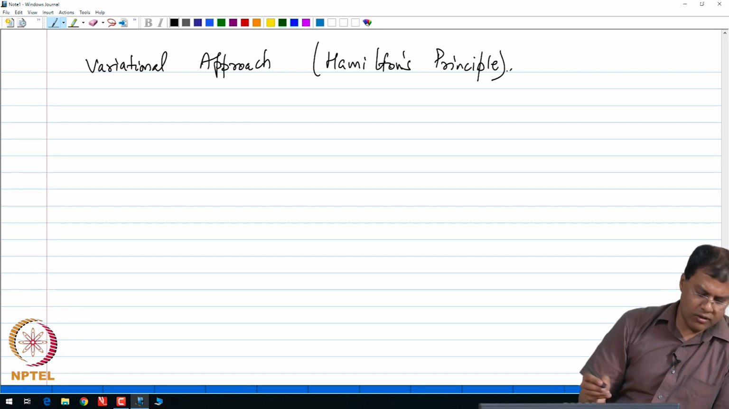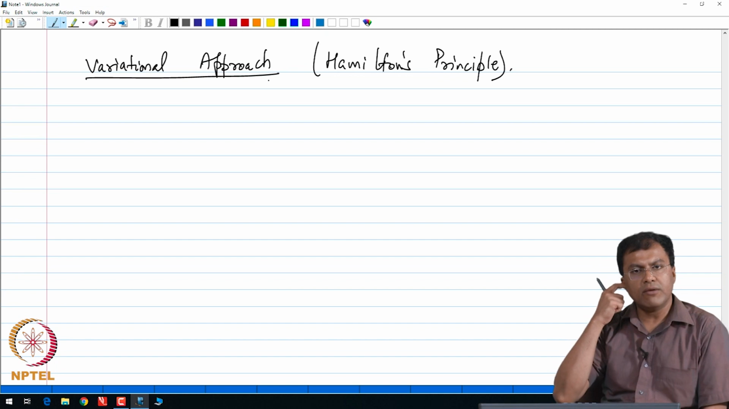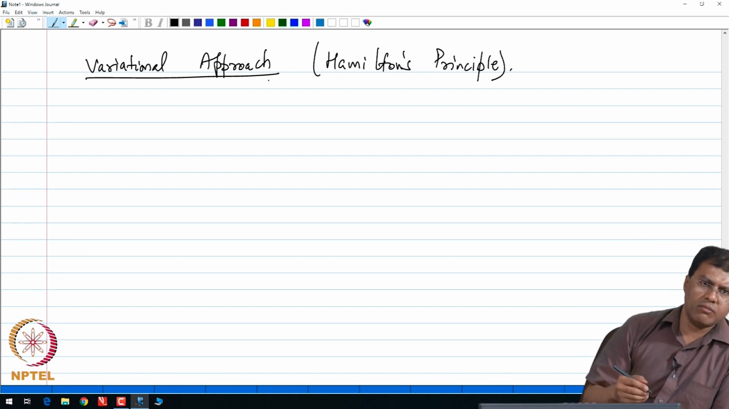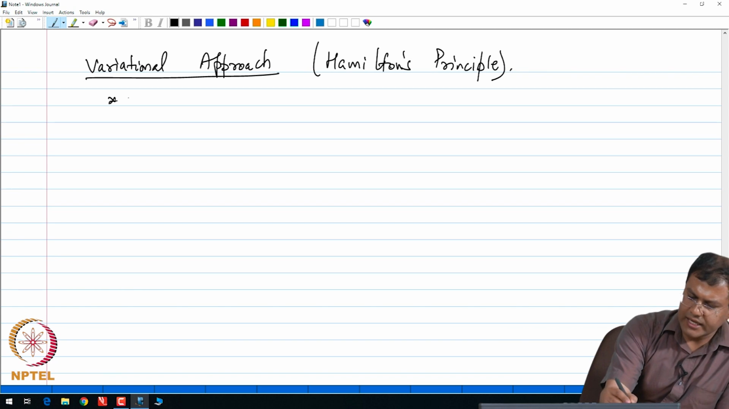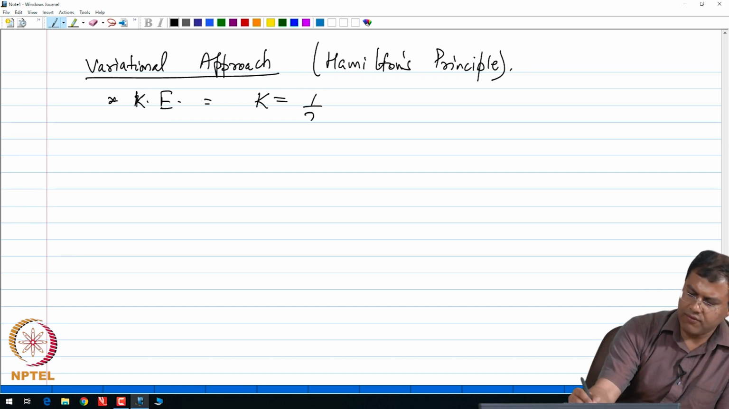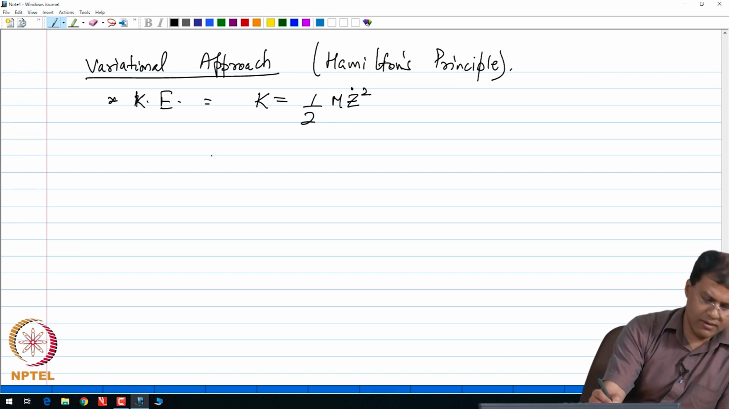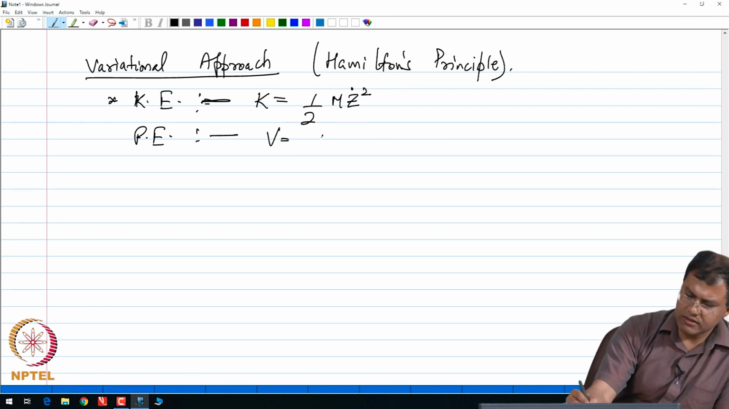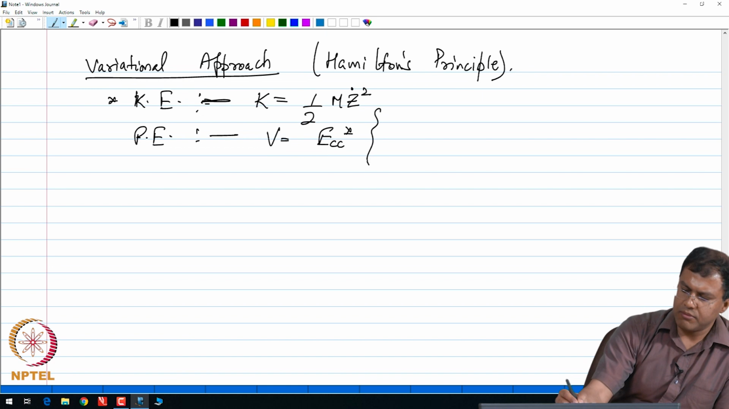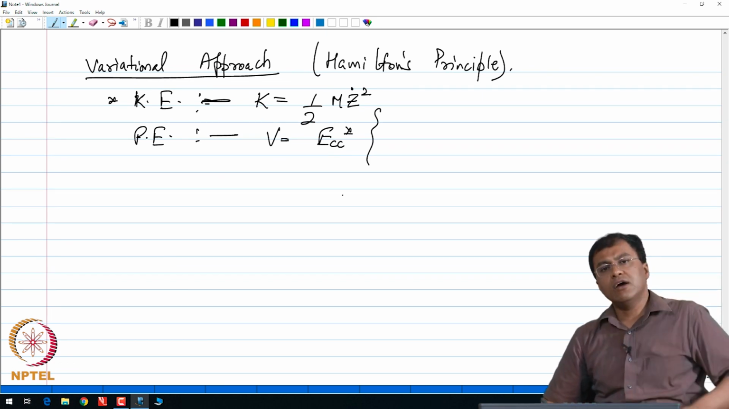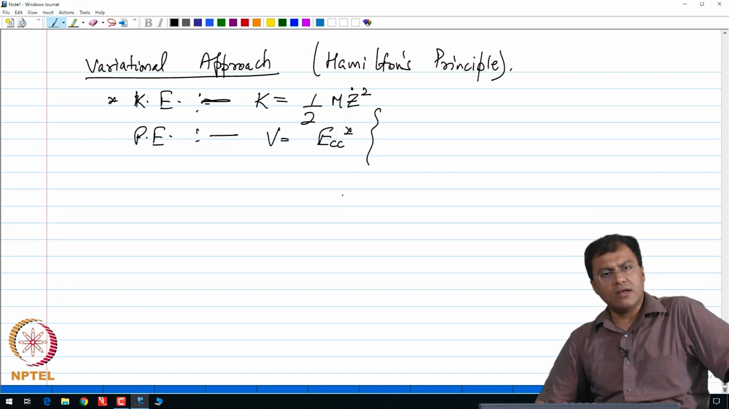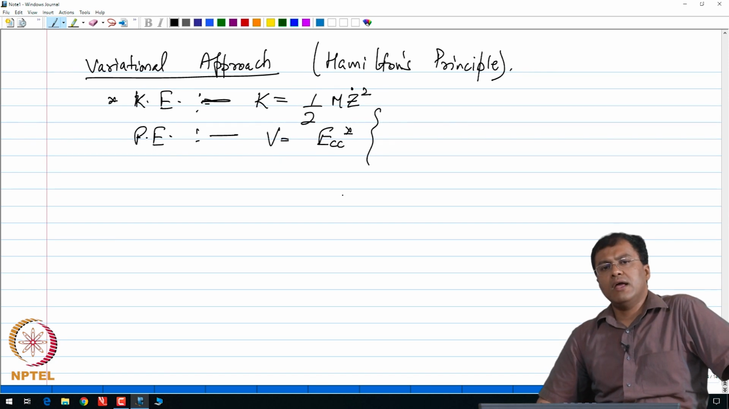Okay. So now to write down my Hamiltonian, we have to look at what is my kinetic energy and what is my potential energy of the problem. So my kinetic energy of the problem is given by K is half m z dot square, and my potential energy of the problem is given by V, which is E_cc star times. So, I am now going to write down the potential energy of all the 5 cases that I have discussed in the earlier discussion in the form of a single expression using my Heaviside function.